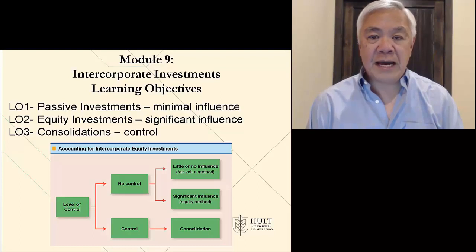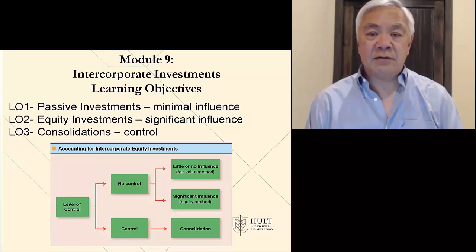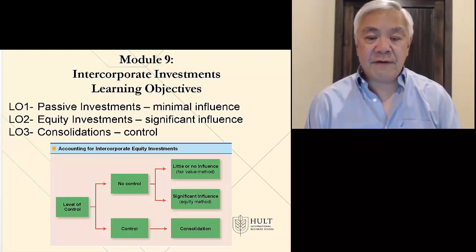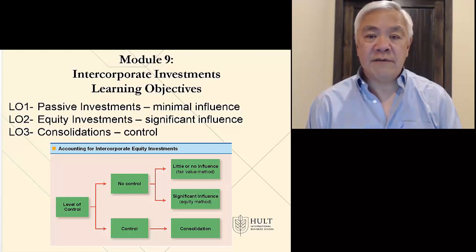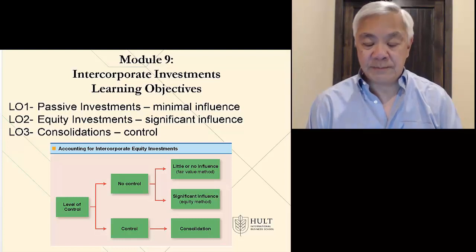The first are called passive investments, and these are where the company exerts minimal influence over the investee. The second are equity investments, where it's kind of in the middle. They have enough to get the attention of the investee, but not necessarily have legal or effective control. And finally, the third learning objective are consolidations, where the company owns 50% or more of the investee and can absolutely exert control over that company.